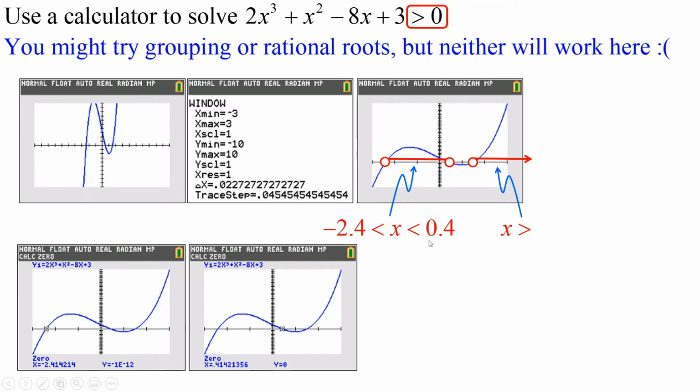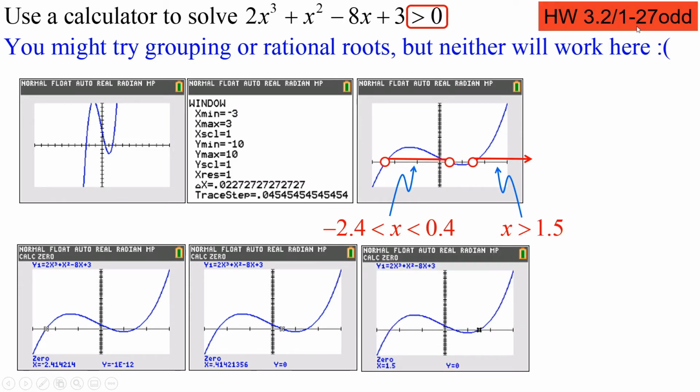Now I just need this x value right there, on this graph right there. And I found that, and that was my one rational root right there, 1.5 or 3 over 2. So I'm going to say x is greater than, and since I used decimals here, I'll just go 1.5. Oh, that's a great problem. And your homework is 3.2, do 1 through 27 odd.